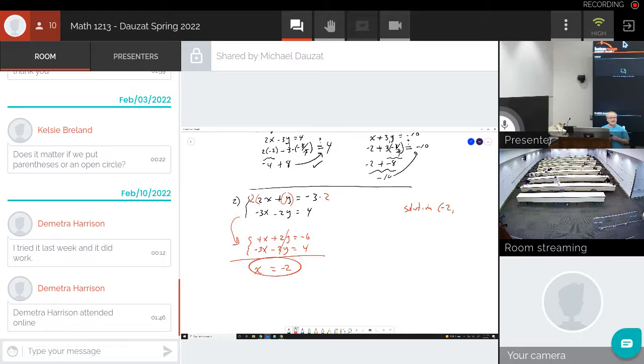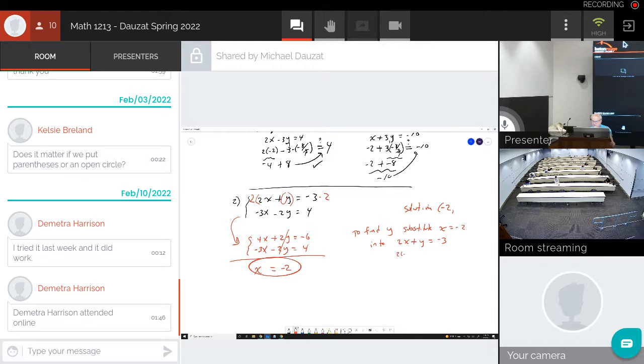Now you have to find the y coordinate. So to find the y coordinate, you go back and substitute negative 2 into one of those two equations. All right, so which one do you want to go back to? So to find y, substitute x equals negative 2 into, which one do you want to use? The top one. Because look, it's easier to solve for y because the coefficient of y is already 1.